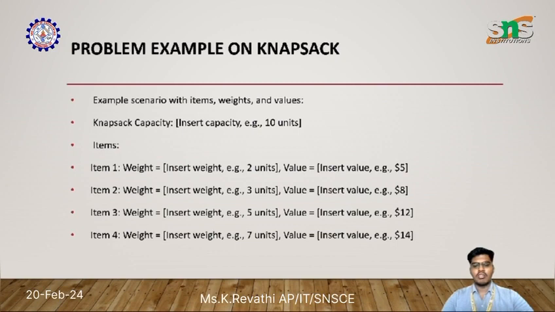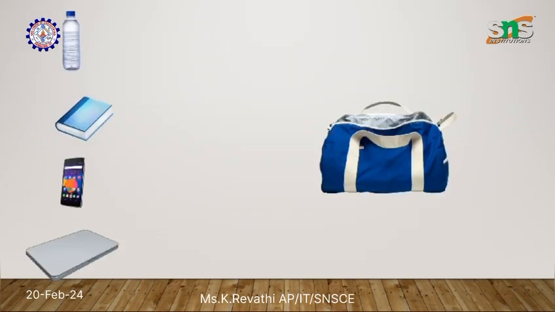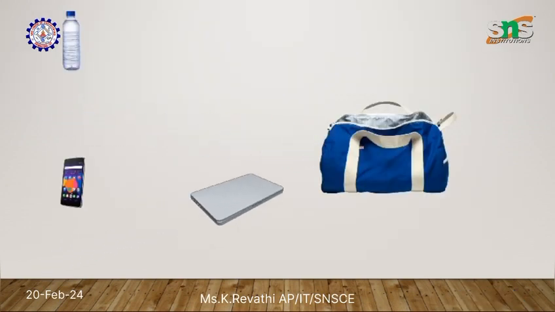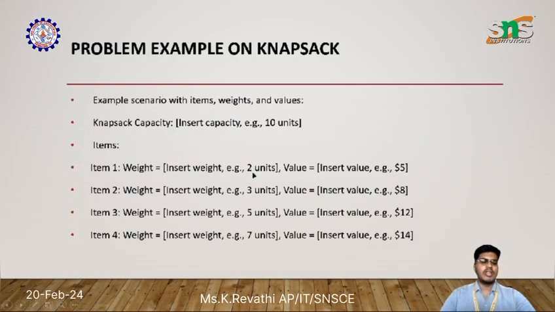So the second possible solution is we take item 2 and item 4, which gives us a weight of 10 units. So 7 plus 3 is 10. We also have the values 14 plus 8. So 14 plus 8 gives $22. So we have two items here and the value is $22.